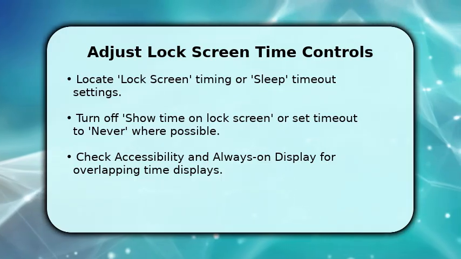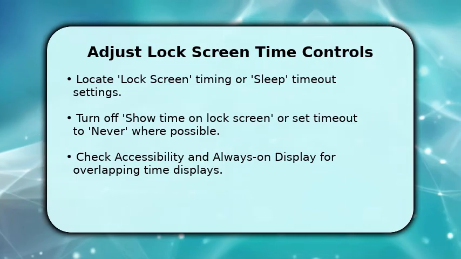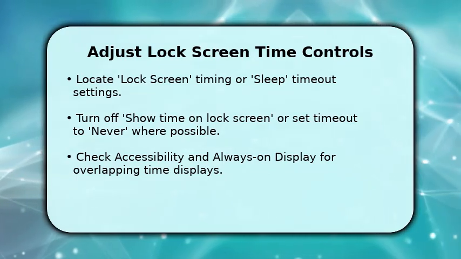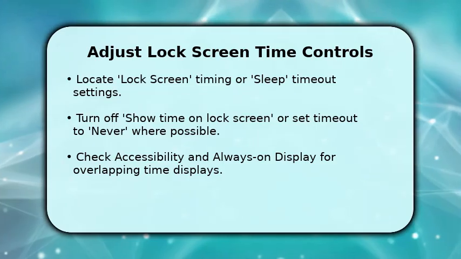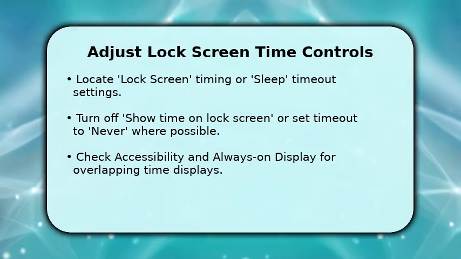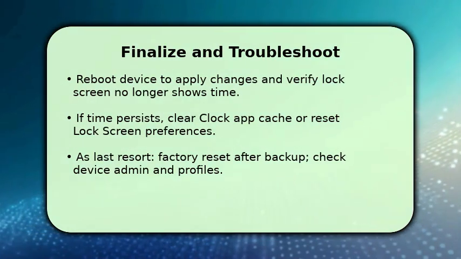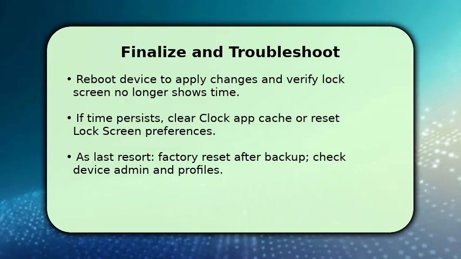Also inspect accessibility, always on display, and clock app settings since they sometimes mirror the lock screen time. Disable overlapping options. Once you've toggled these, make sure to confirm with your device PIN. Finish by rebooting the phone so the system applies lock screen configuration changes and verify the clock is gone.